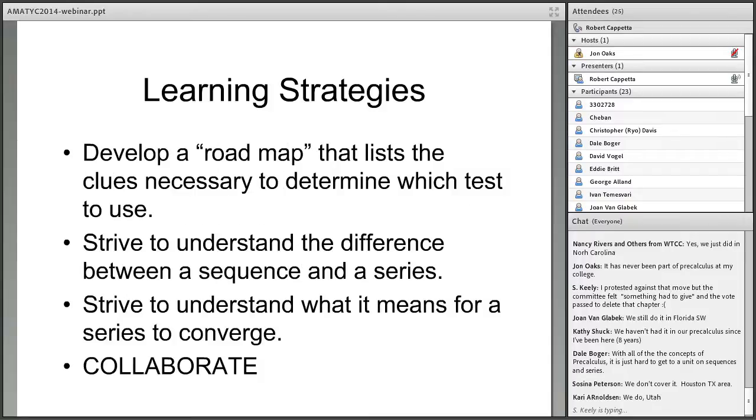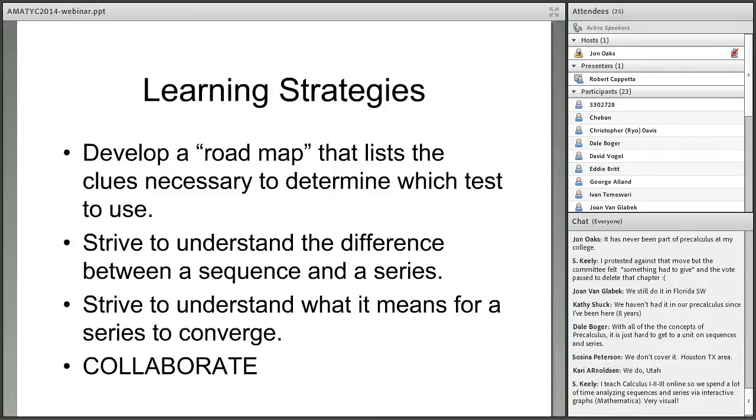Now, we talked about determining which test to use. Is it the direct comparison test? Is it the limit comparison test? Is it the integral test? I think it would be helpful for students to develop their own roadmap, their own list of strategies. How do you decide which tool to use in which context? And frankly, I think it would be better for the students to do that rather than for the instructor to give that to the student. To me, if the student develops his or her own roadmap, it's got a much better chance to be powerful for that individual. And the process of creating their own roadmap, to me, is a good conceptual exercise.